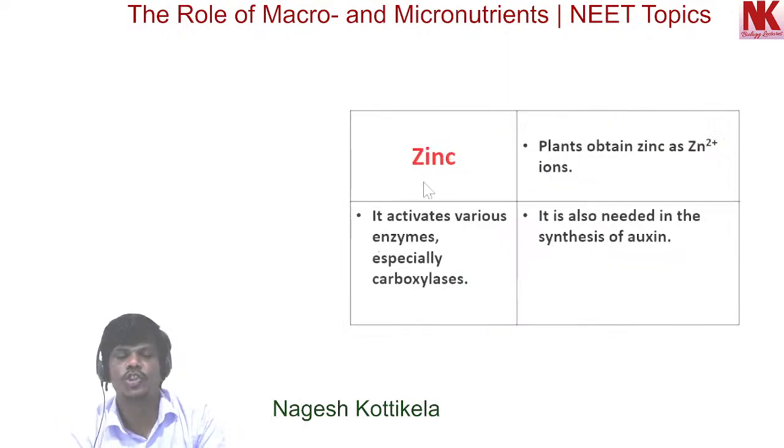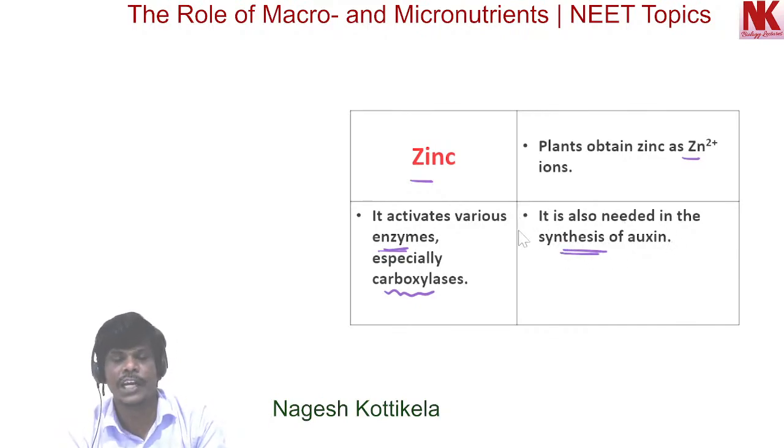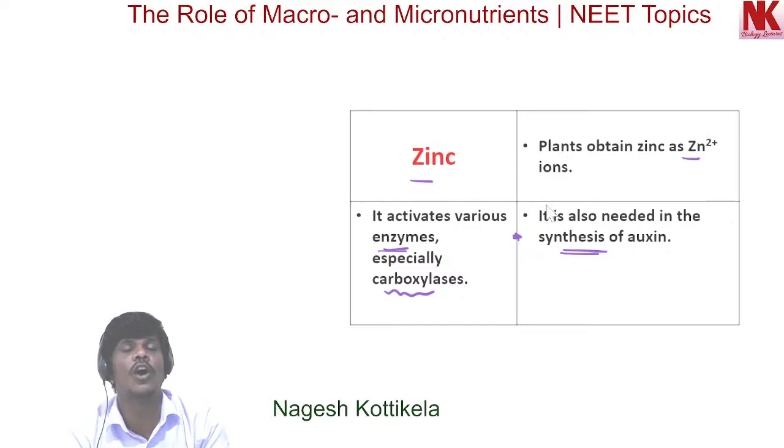Now, after this, zinc. Plants obtain zinc as Zn2+ ions. It activates various enzymes, especially carboxylases. And it is also needed in the synthesis of auxins. Very important. So which nutrient is required for the synthesis of auxins? Zinc is needed for the synthesis of auxins.